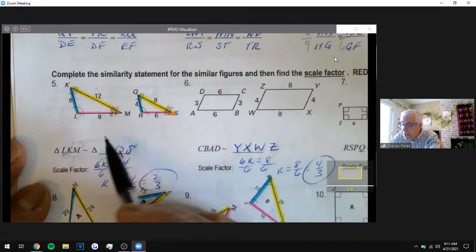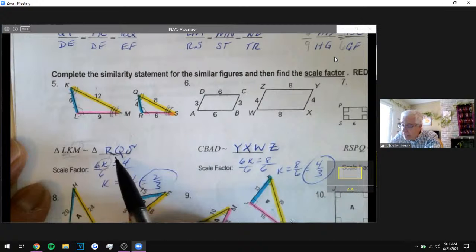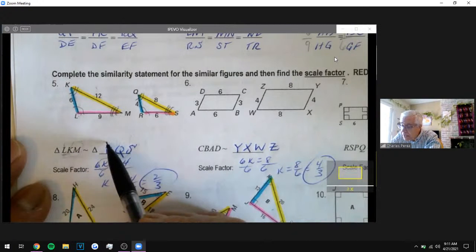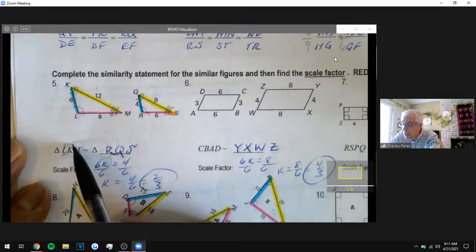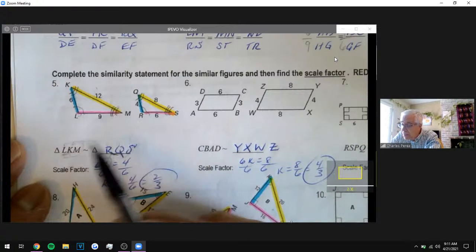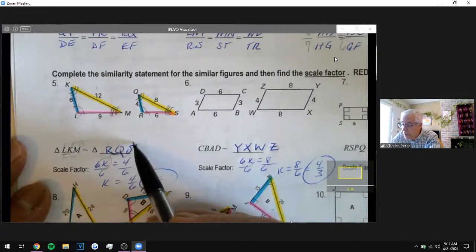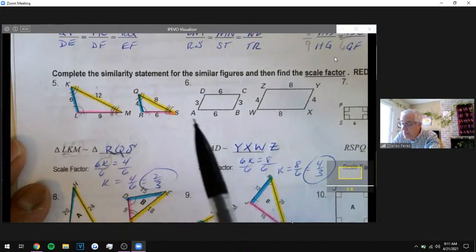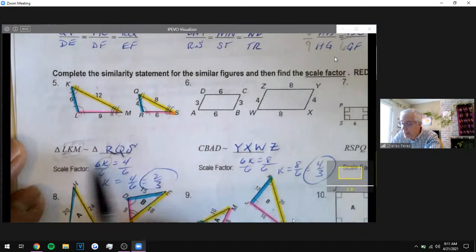We need to make sure then that in our similarity statement that L and R correspond to each other, K and Q, and then M and S correspond to each other here, okay? So that's very, very important on the similarity statement.